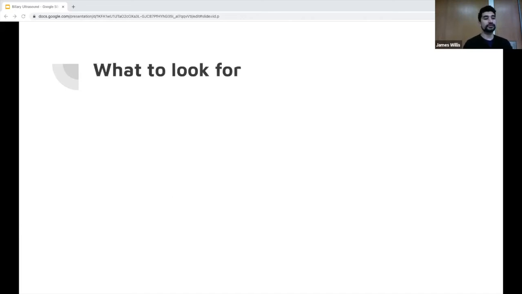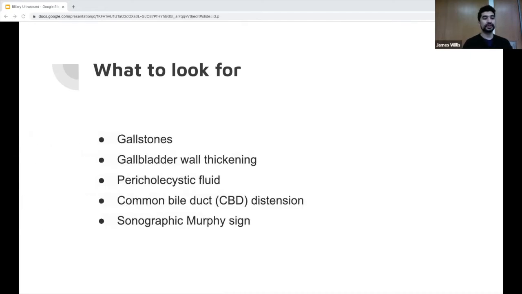Okay, so what are we looking for on these studies? Juniors, what are some things that you look for when you're looking for the gallbladder? Good. Sonographic Murphy's. Wall thickness, good. Free fluid, that's a good one. Stones, good. You guys hit most of them. You want wall thickening, pericholecystic fluid. You also want to look for CBD dilatation, and then the sonographic Murphy sign.